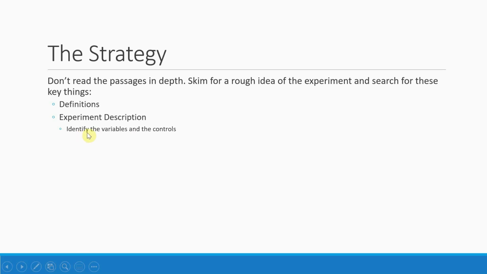The more important thing to do is to identify the variables and the controls. Variables being the things that they are testing, things that they are changing. So, as a random example, let's say they're trying to figure out, do carrots improve vision? So they're going to try giving a bunch of people different amounts of carrots. The variable here would be how many carrots do you get? The other variable would be some measure of your vision. So those are things they are changing and things they are measuring.